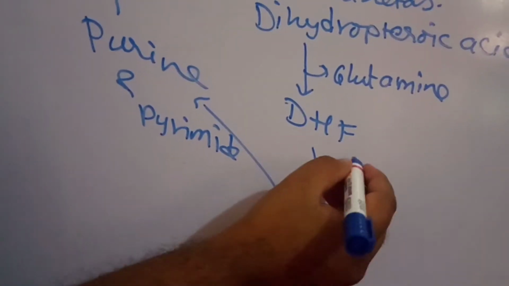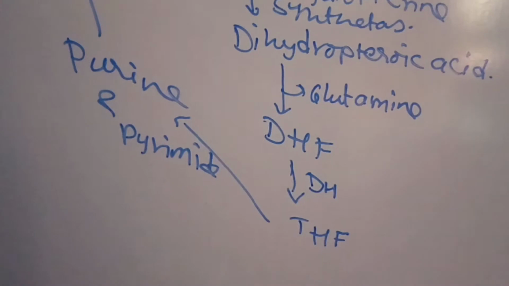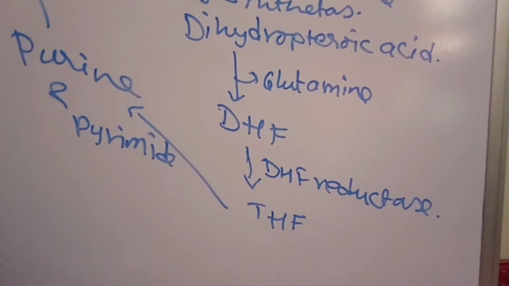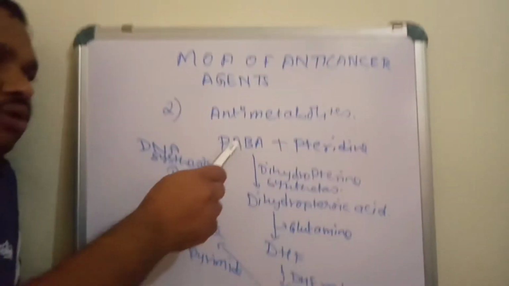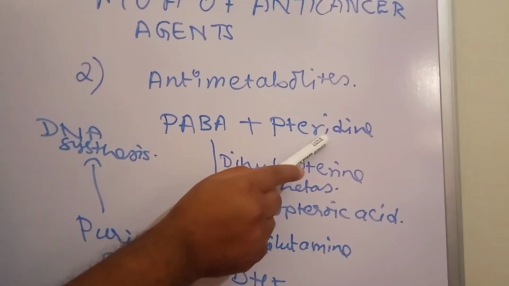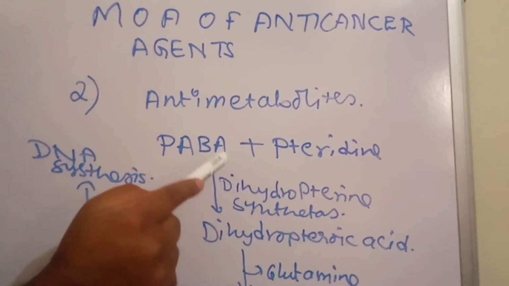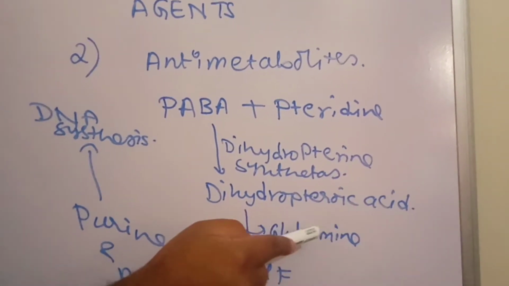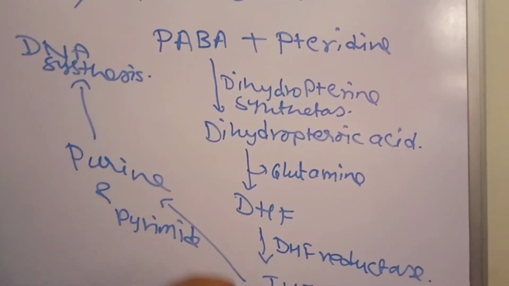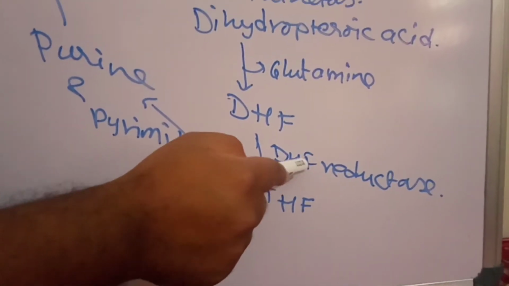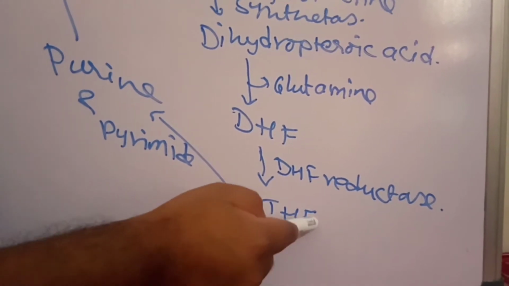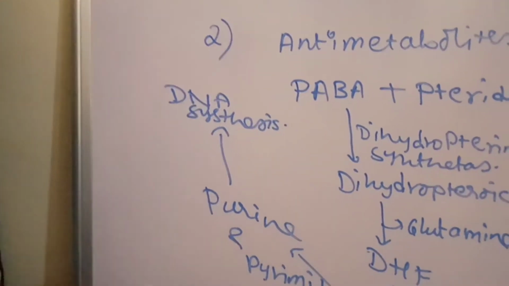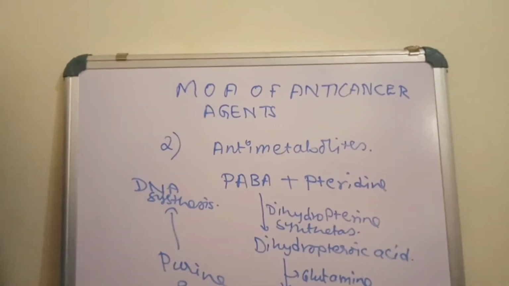Dihydrofolic acid is converted into tetrahydrofolic acid by the enzyme dihydrofolate reductase. This is the general pathway of DNA synthesis. Para-aminobenzoic acid combines with pteridine. In my previous lecture, I told you that pteridine means pyrimidine fused with pyrazine. Both are combined by the enzyme dihydropteridine synthetase to form dihydropteroic acid. This combines with the amino acid glutamine to form dihydrofolic acid. Dihydrofolic acid is converted into tetrahydrofolic acid by dihydrofolate reductase. Tetrahydrofolic acid, by many steps, synthesizes purine and pyrimidine, which are responsible for DNA synthesis. This is the overall general pathway of DNA synthesis in normal cells and cancerous cells.